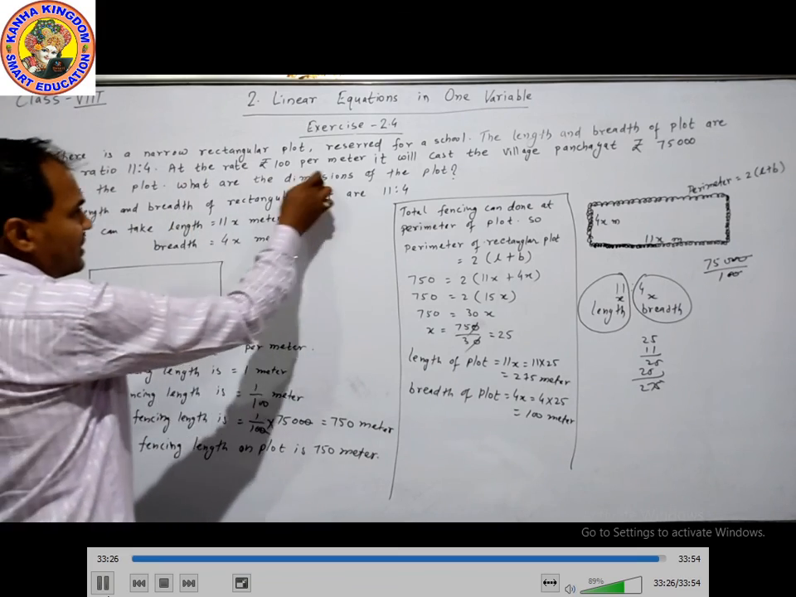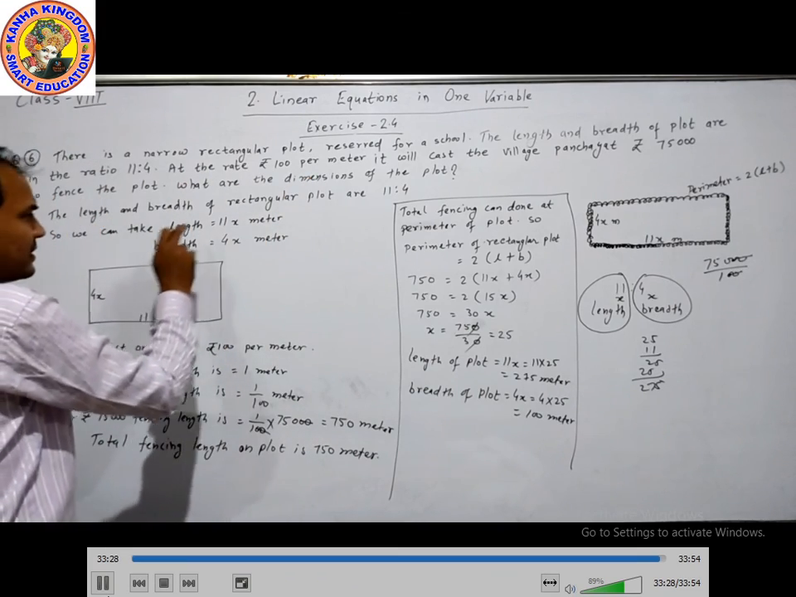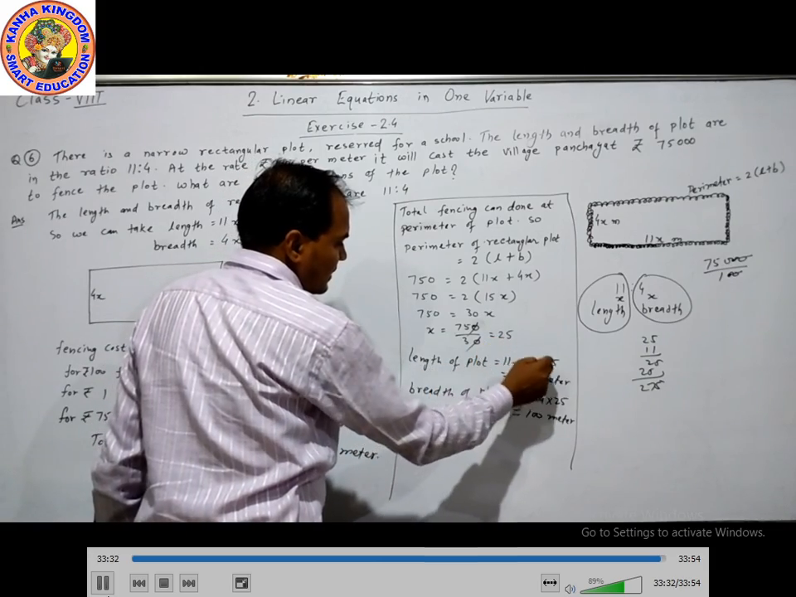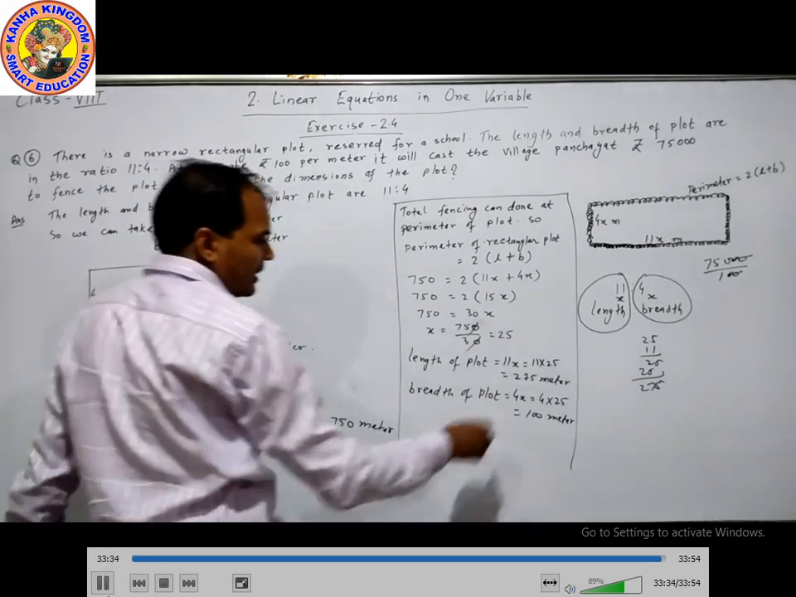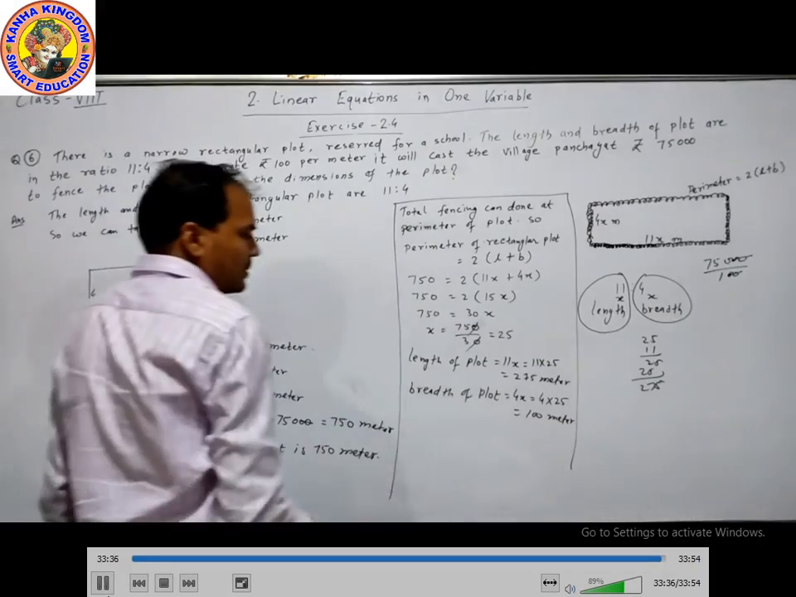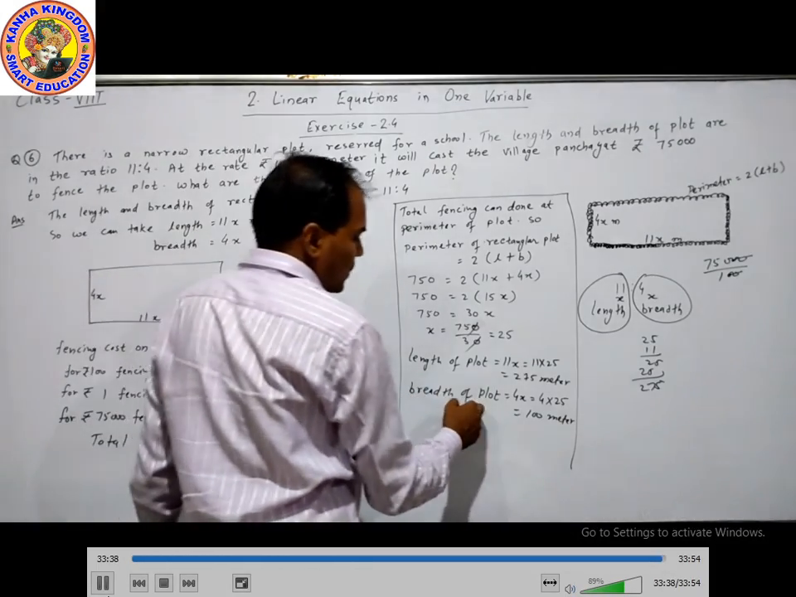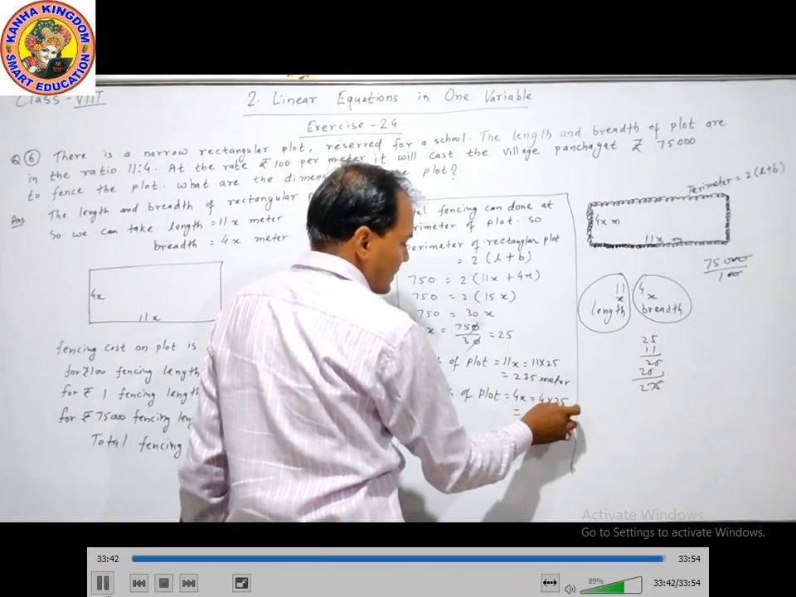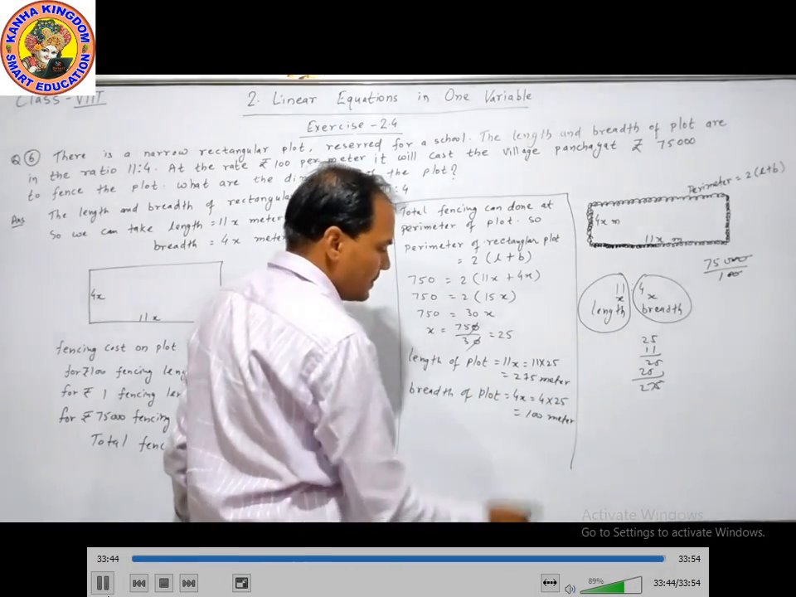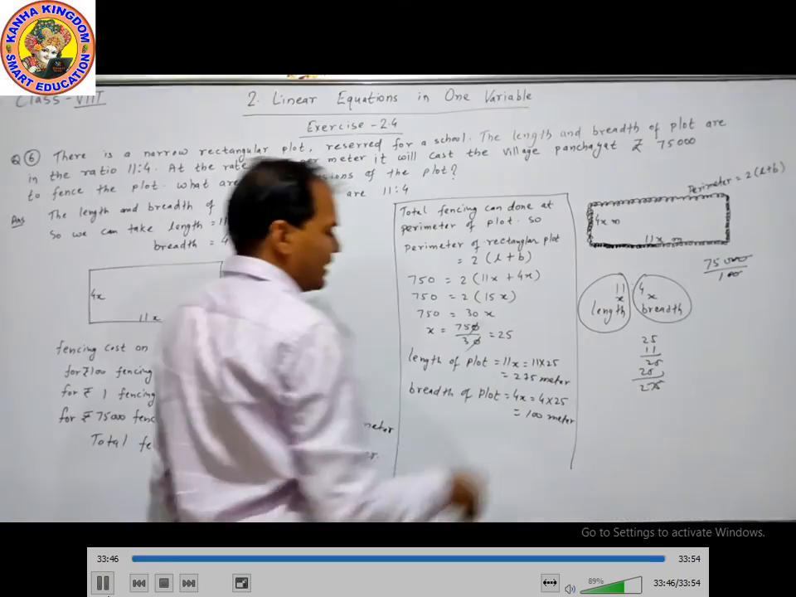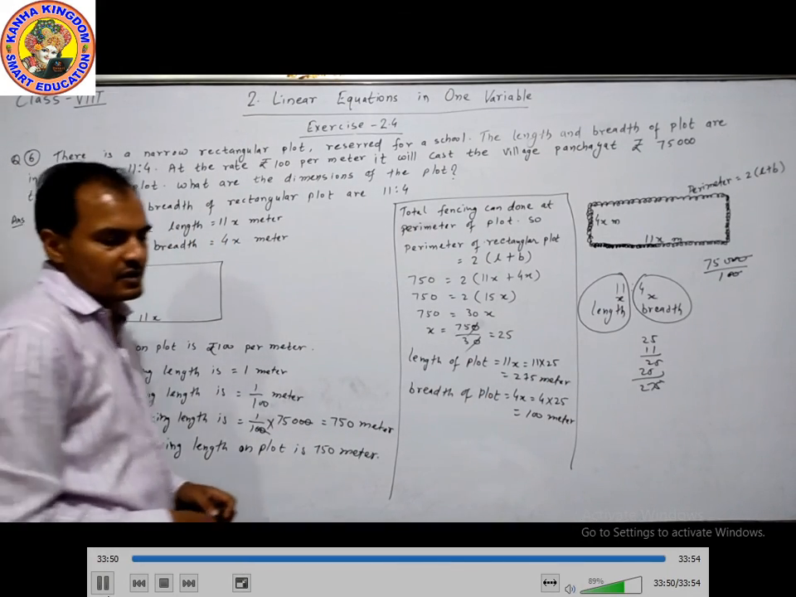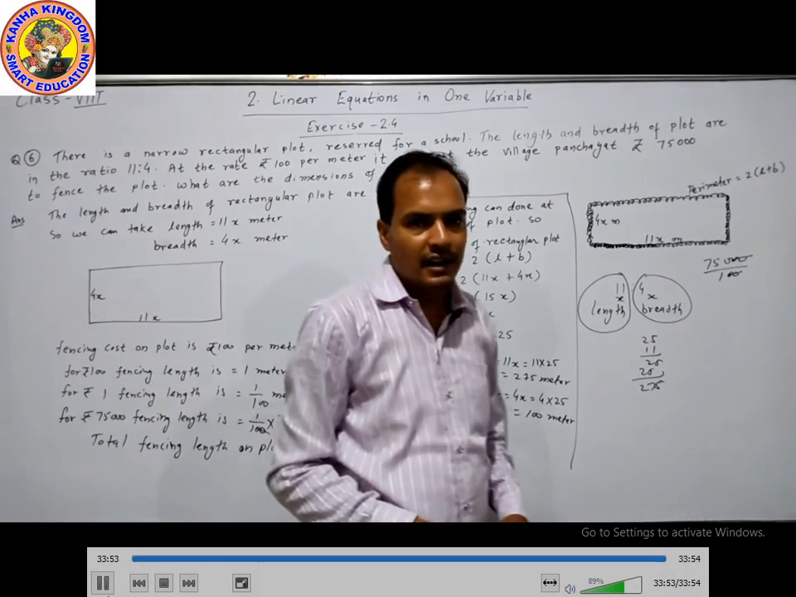Question is, what are the dimensions? Dimensions are length and width. Length of plot is 11x. 11 into 25, the answer is 275. Width of plot is 4x. 4 into 25 is 100. This is our answer. You can take a screenshot of this. We will take another question.